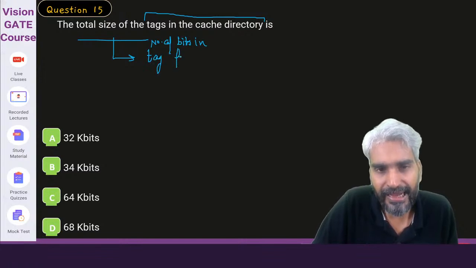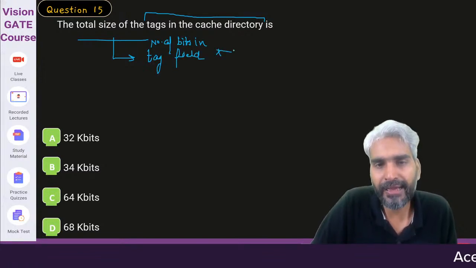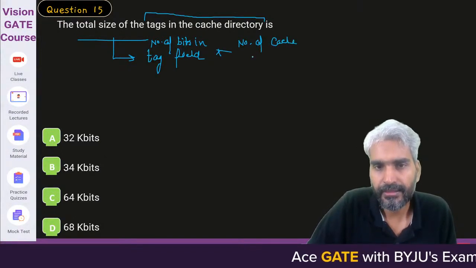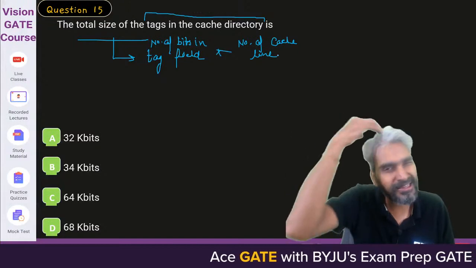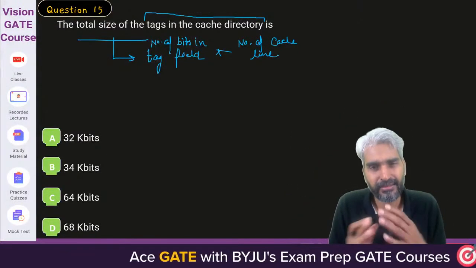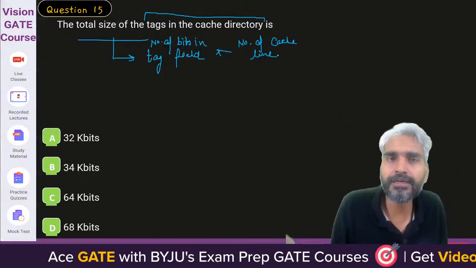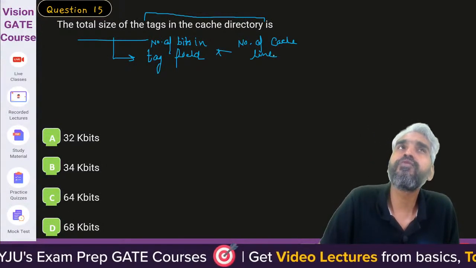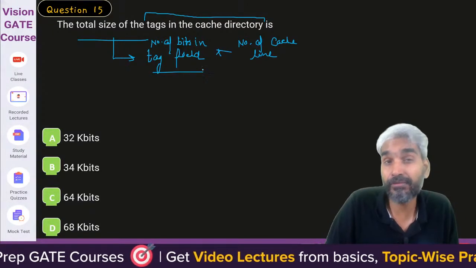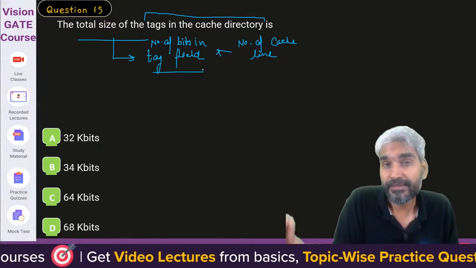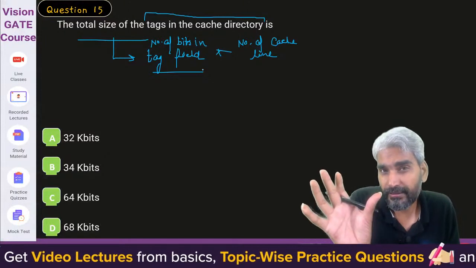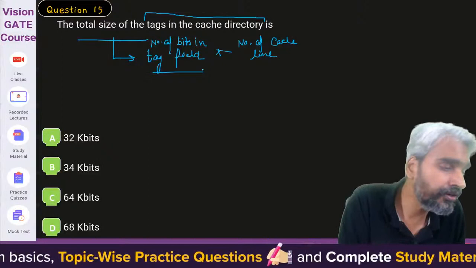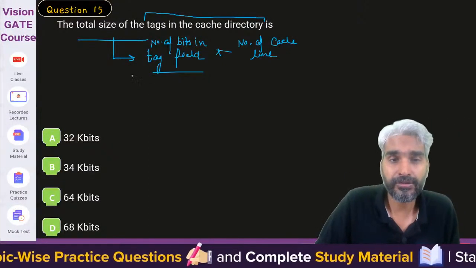Number of bits in the tag field multiplied by the number of cache lines is fixed. Whatever the mapping technique is, for each cache line you will eventually store a tag. So the only difference is that in fully associative mapping, the number of bits in the tag field will be more. In direct mapping, it will be minimum. In set associative, it will be moderate. Clear? So this is the same number of bits.